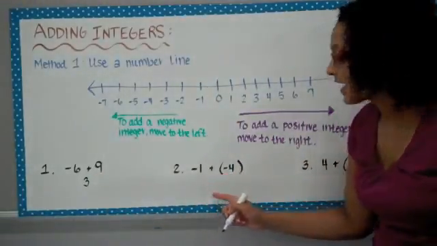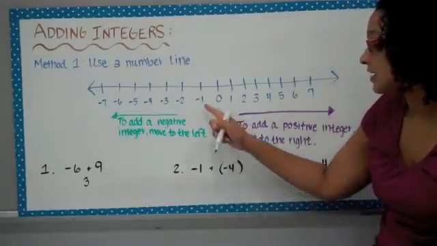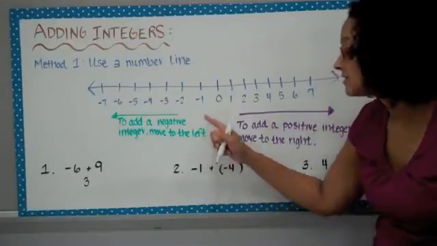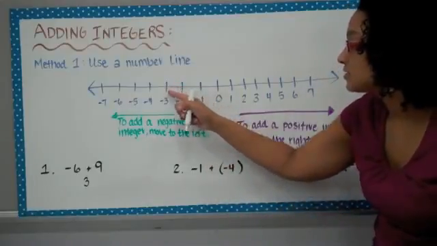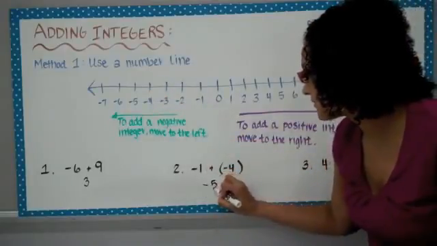Let's try this one. We've got negative 1 plus a negative 4. So I start at negative 1. I'm adding a negative number, so I'm going to go to the left. 1, 2, 3, 4. I end up at negative 5.